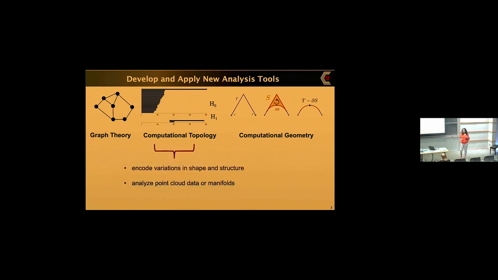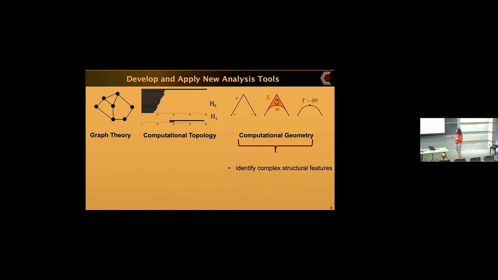We use computational topology to encode variations in shape and structure in a very compact mathematical representation. And we can do this to analyze either point cloud information, like Cartesian coordinate distributions of chemical species, or if we use sublevel set persistent homology or superlevel set persistent homology, we can analyze manifolds and functions. In the context of computational geometry, we try to use geometry to identify complex structural features that occur at surfaces or with aggregates inside a solution.